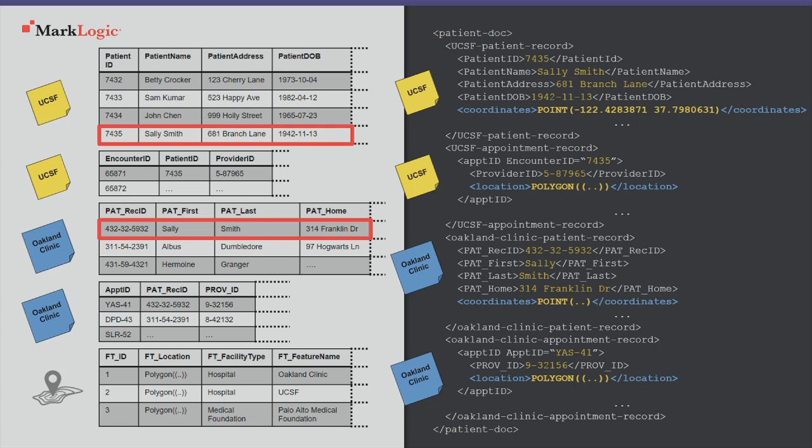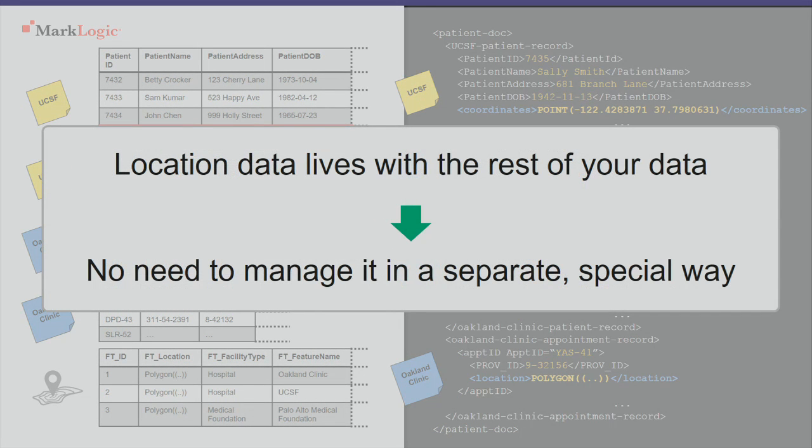location data really is just another part of the rest of your data. You just put in your coordinates, you put in your geospatial information right into the document, and you don't really have to treat it in a special way. And that's kind of a nuanced point, but location data living with the rest of your data means that you no longer have to treat your spatial data in a special way.